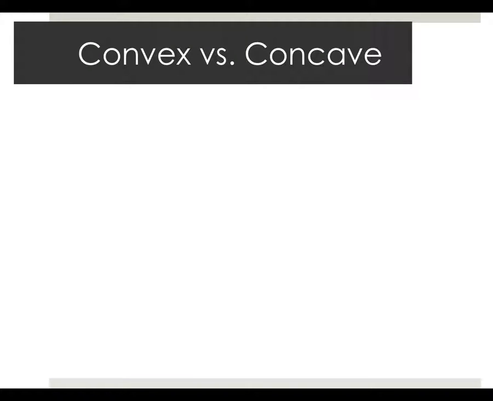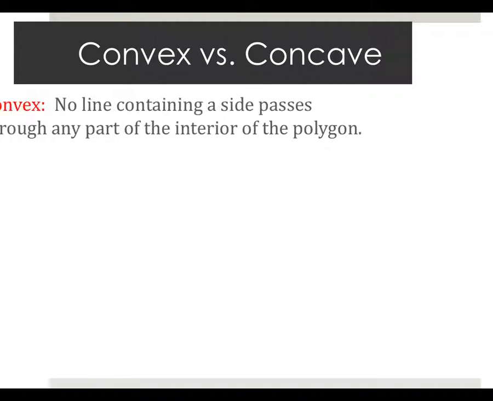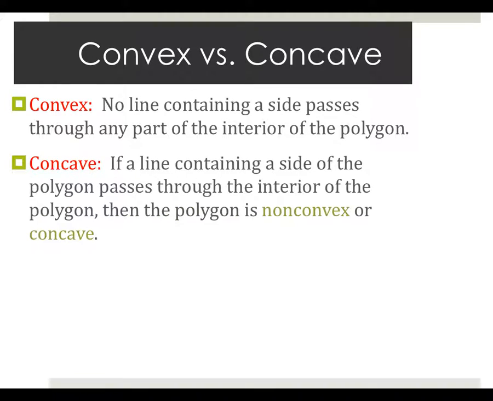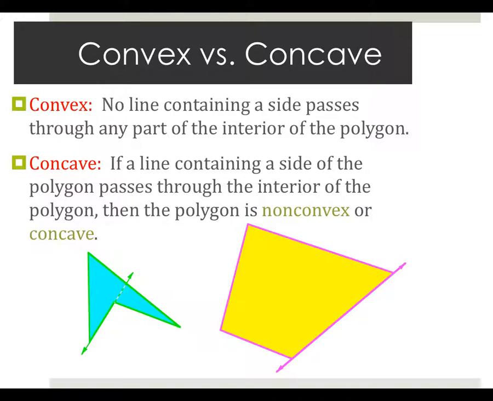Okay, there are a lot of different things about polygons we're going to talk about. The first is convex versus concave. I'm going to show you a fancy mathematical definition, but then I'll show you a practical way to remember which is which. Okay, so convex: no line containing a side passes through any part of the interior of the polygon. Concave: a line containing a side of the polygon passes through the interior of the polygon. There is also non-convex.